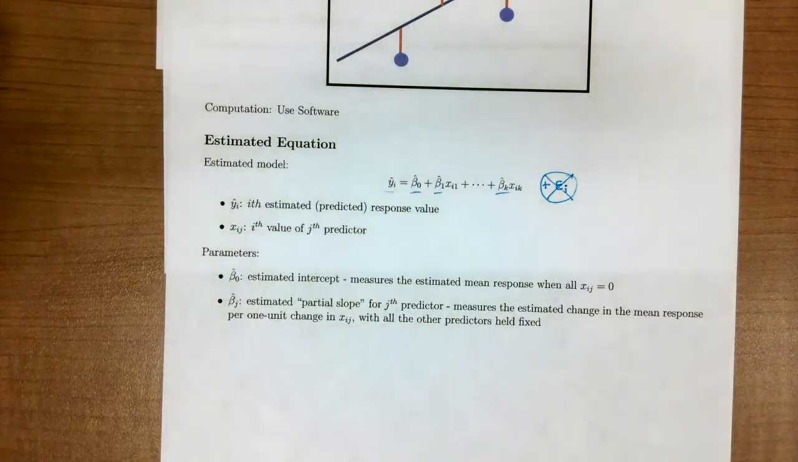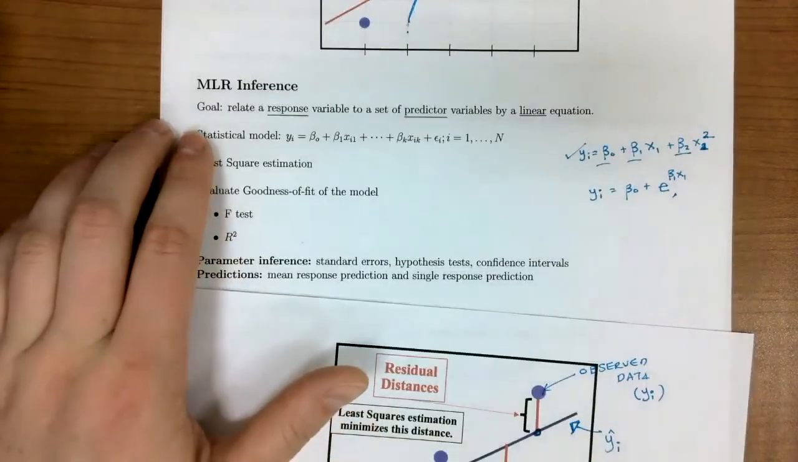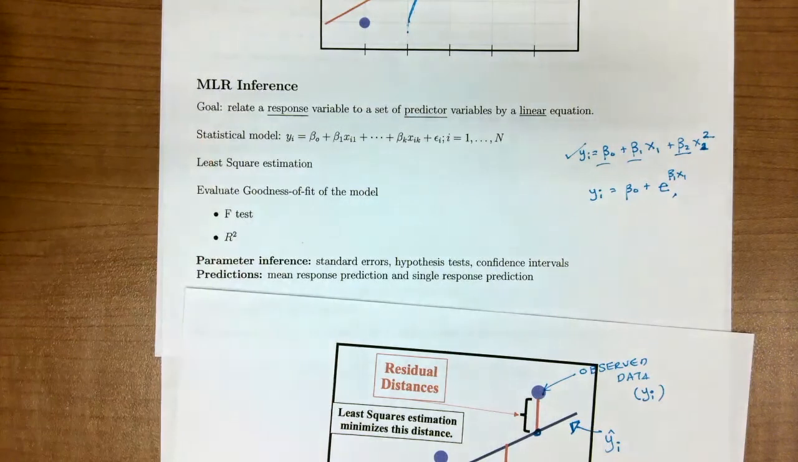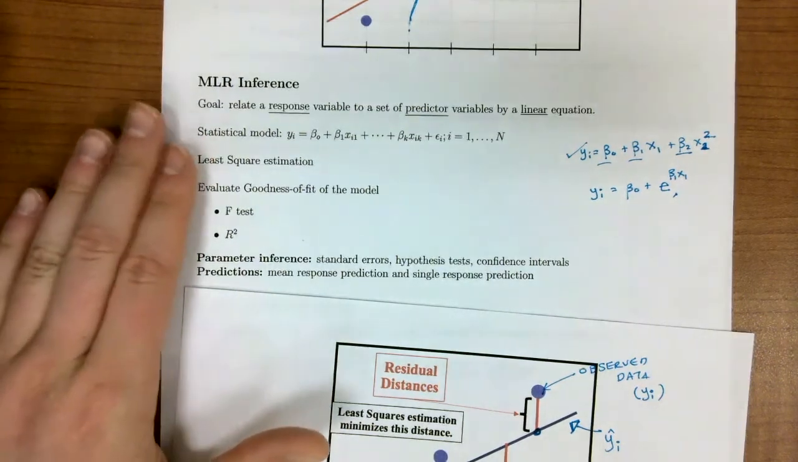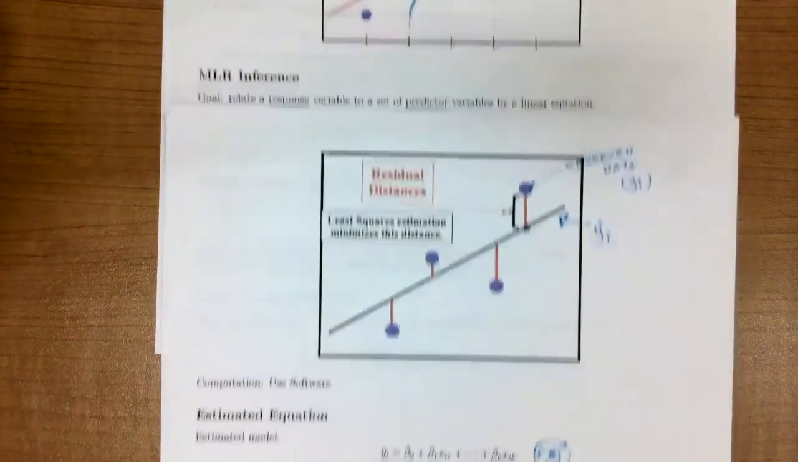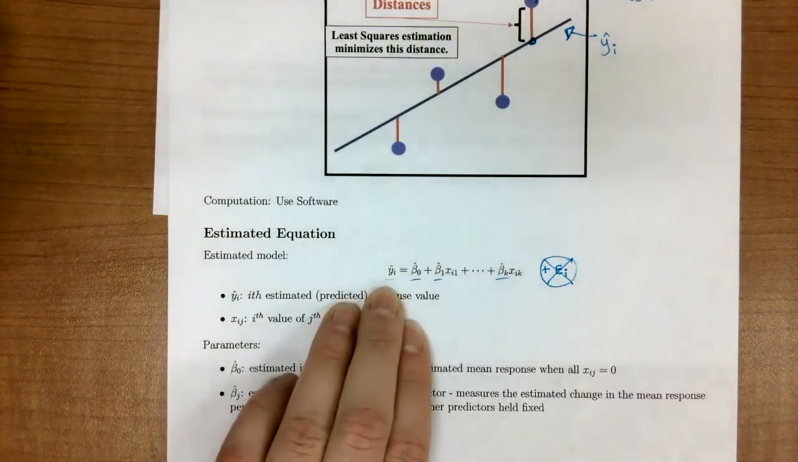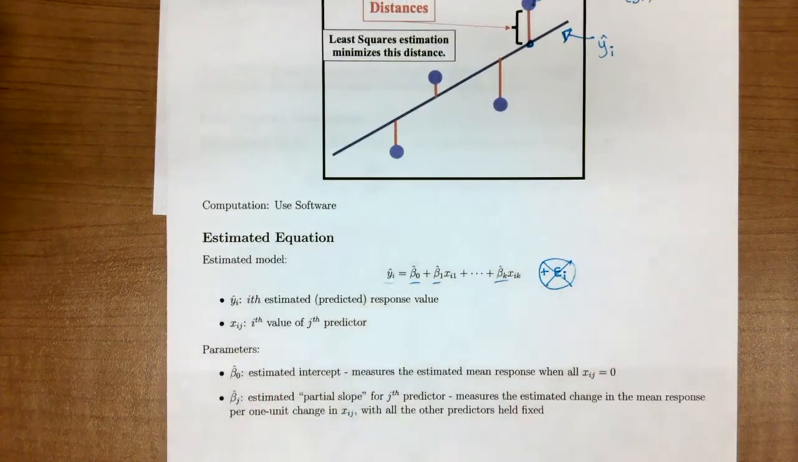So, quick recap. We're going to collect our data. We're going to assume a model. In this case, we're assuming a model like this. We're then going to fit our data using least squares estimation to then find our estimated equation, which is represented with hats, but no epsilon.